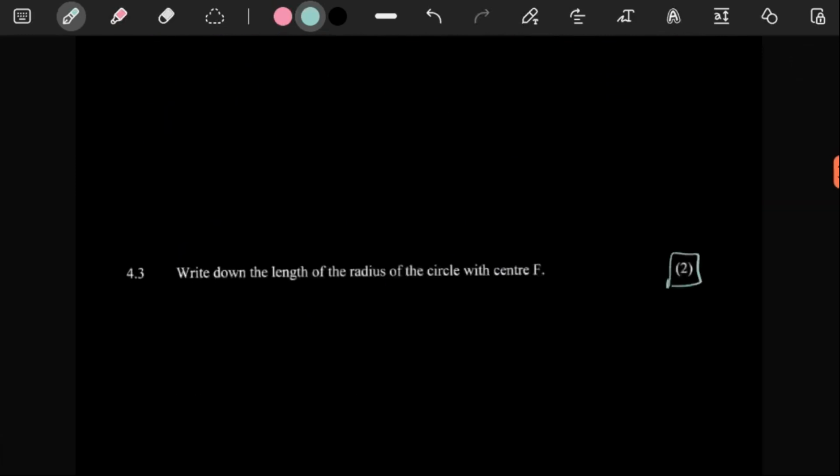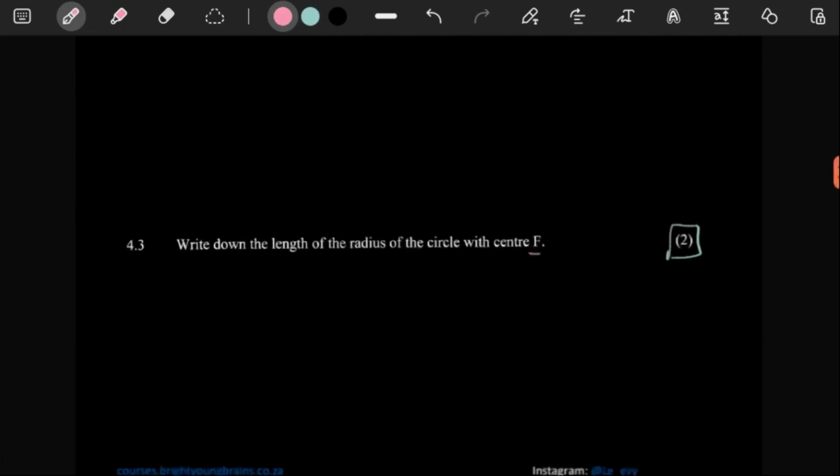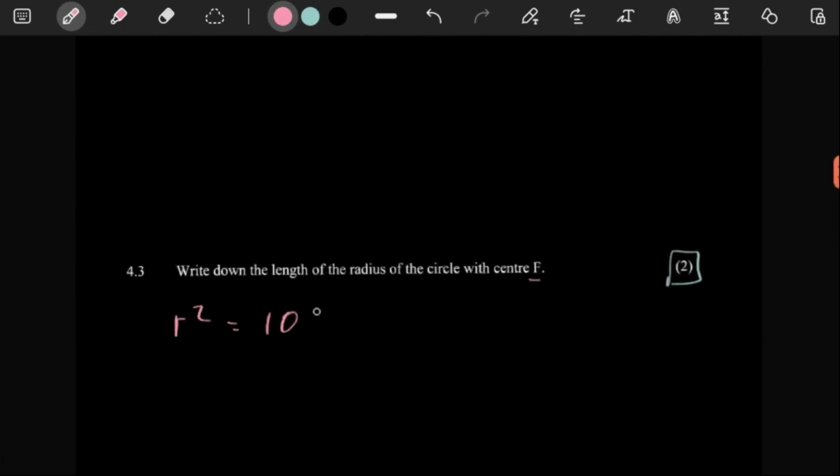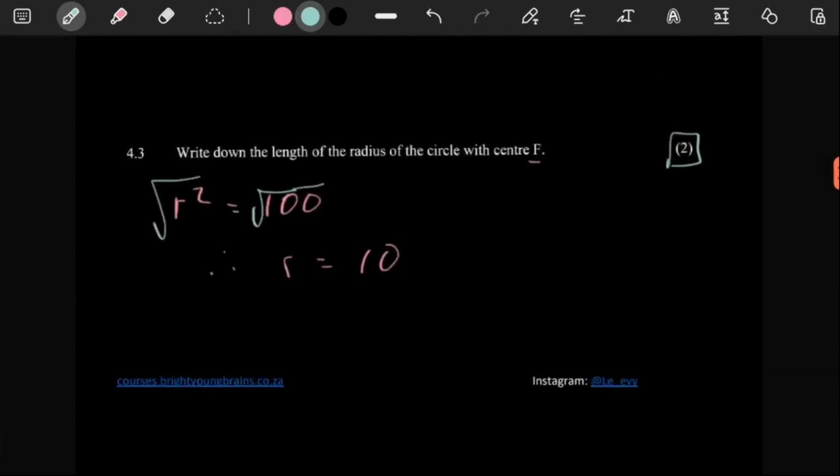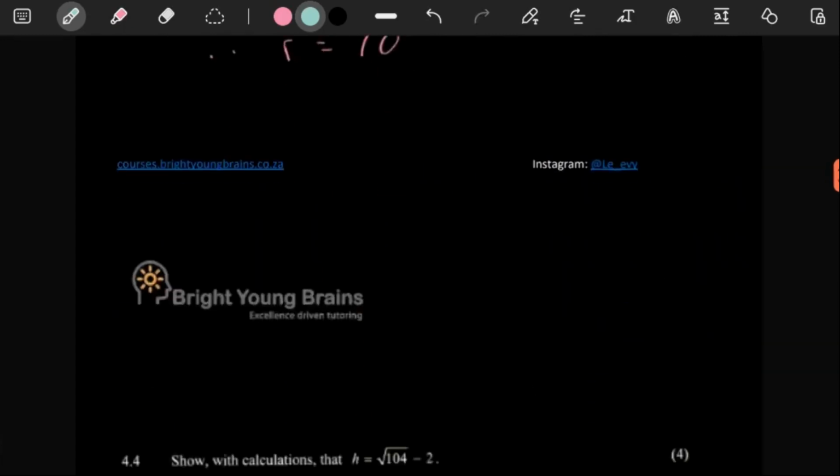For 2 marks here, they're asking for us to write down the length of the radius of the circle with F. Radius, you know that r squared is 100. Therefore, r is equal to 10, because we said that in the standard form, this is actually r squared. So nothing crazy there, nothing major.